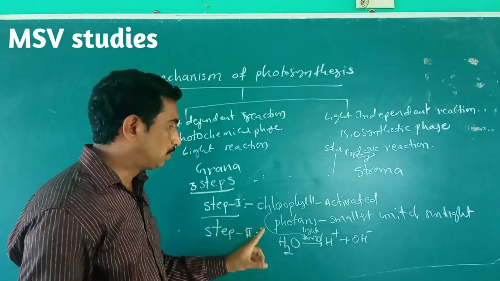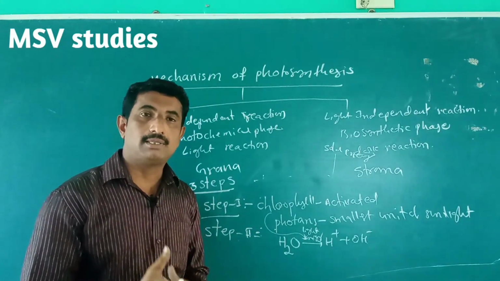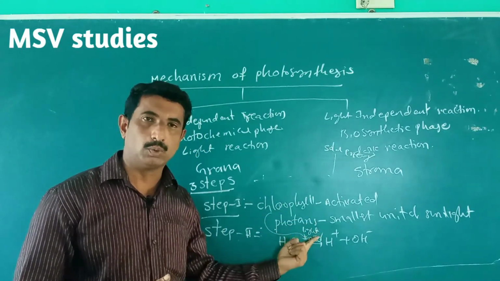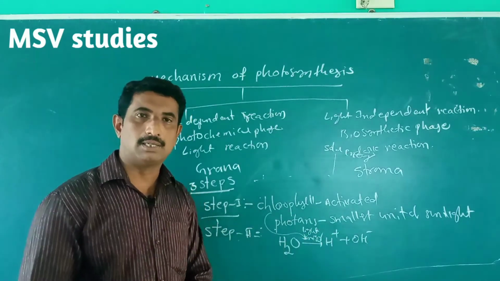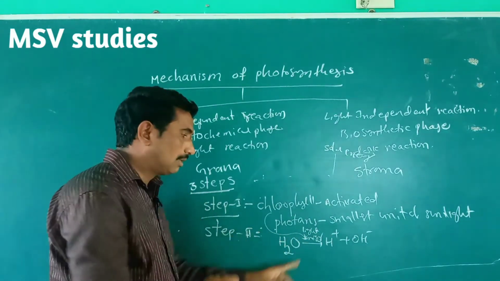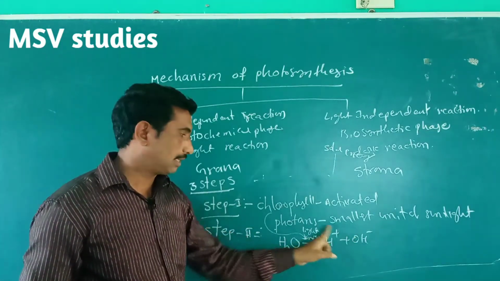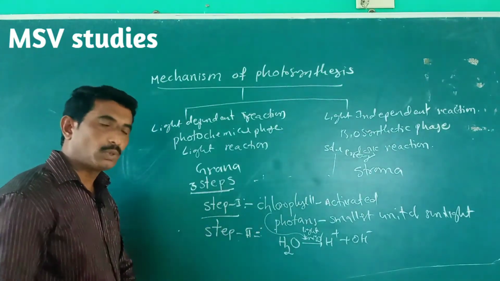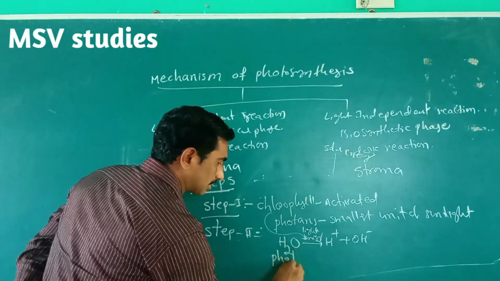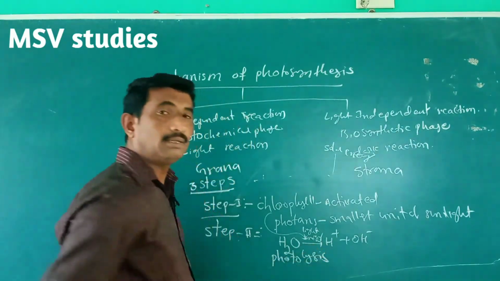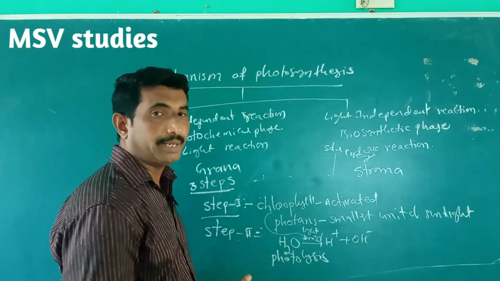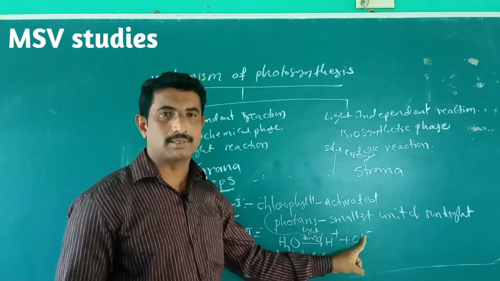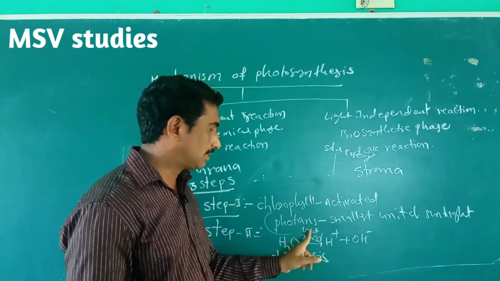Now in step 2, the energy absorbed by the chlorophyll is utilized to break down water molecules into H plus and OH minus. Right, children? That means the water molecules break down into H plus and OH minus in the presence of light. This process is also known as photolysis. Photolysis means the breakdown of water molecules into hydrogen and hydroxyl ions in the presence of sunlight.